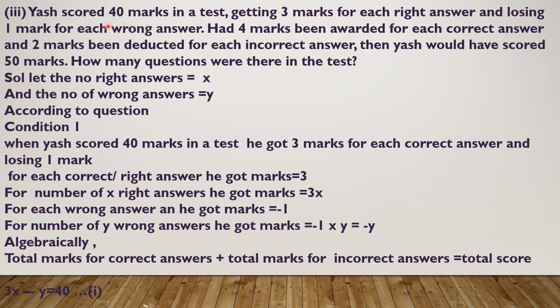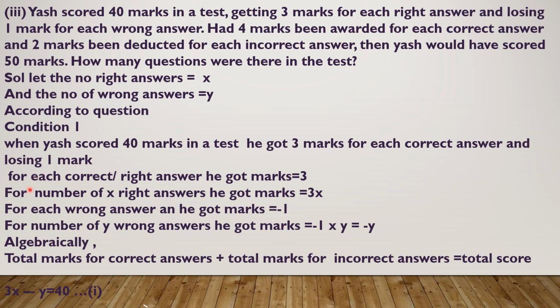Here Yash is giving answer in the form of right answers and in the form of wrong answers in the test. So here we consider that number of right answers is equal to x and number of wrong answers is equal to y. Now according to the question, come on condition number first. When Yash scored 40 marks in a test, he got 3 marks for each correct answer and lost 1 mark for each incorrect answer.